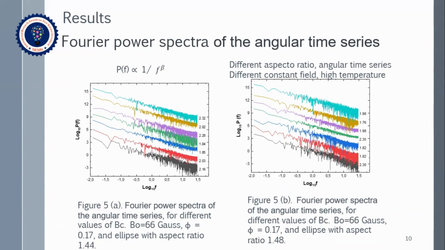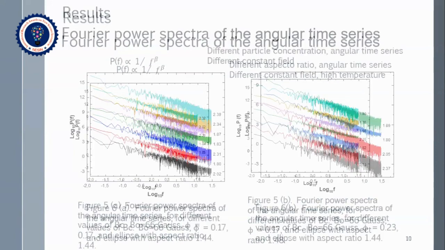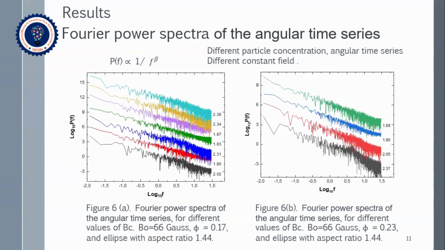In this case, we present the Fourier power spectra in the cases of different aspect ratio and different constant magnetic field. And in this last figure, we show the Fourier power spectra for different particle concentration and different constant magnetic field.